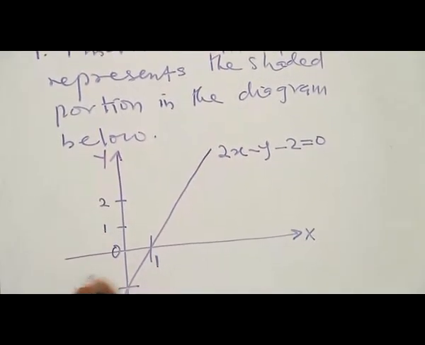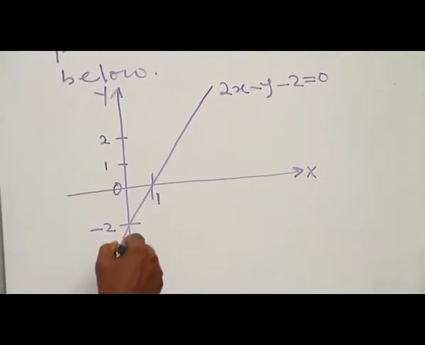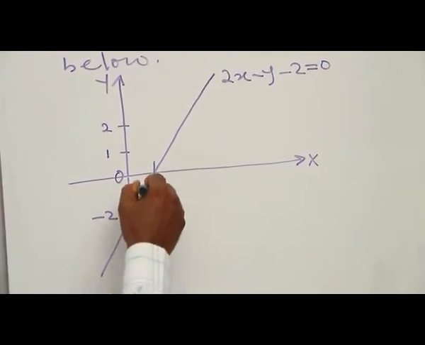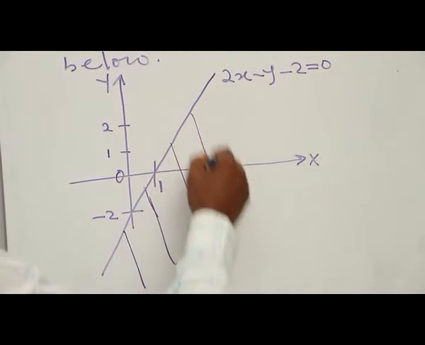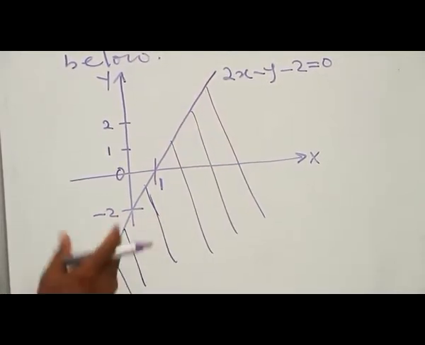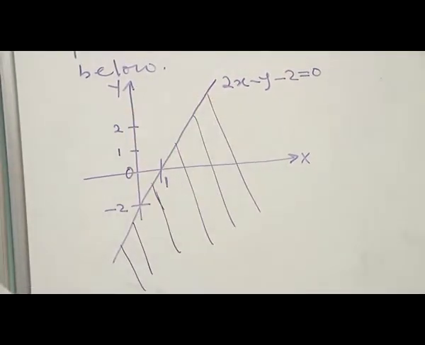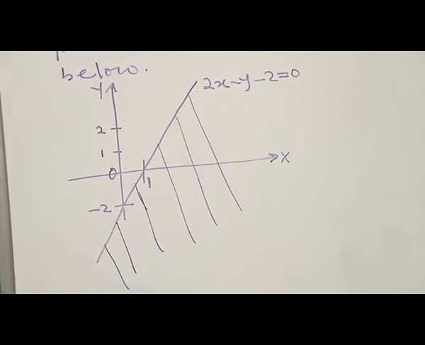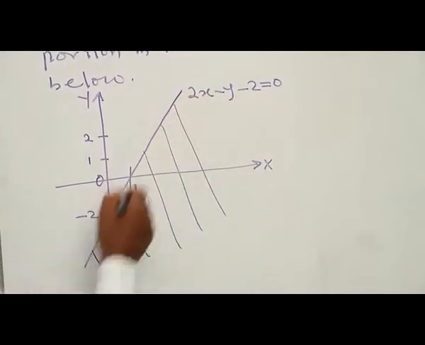Here is the diagram on the s and y axis. Assuming this is the shaded portion, this portion is shaded. And you are told to write the inequality representing this area, this region that is shaded. You observe that this line is a thick line, and this is the equation of this line.